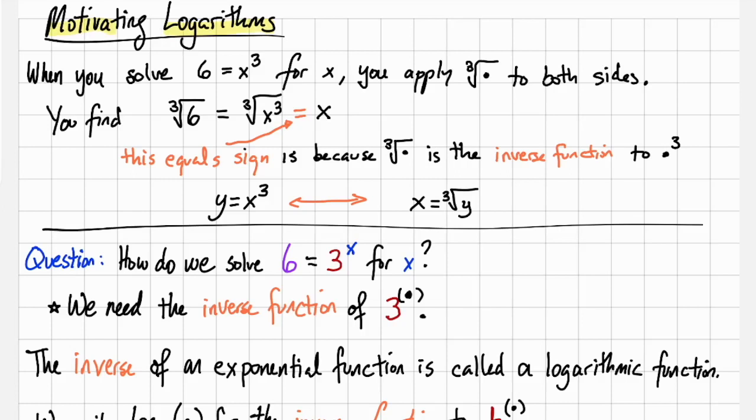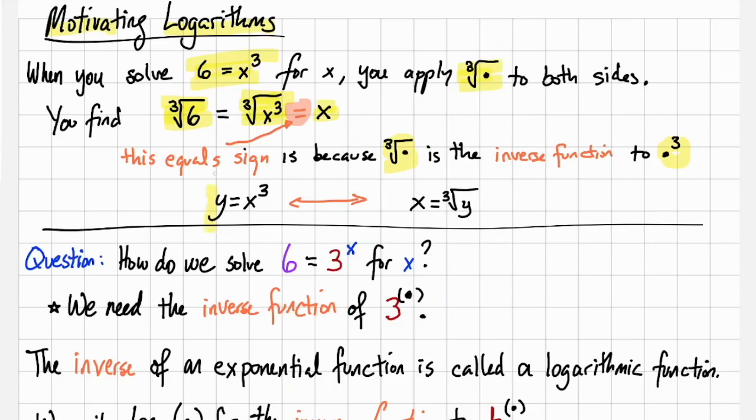Something we have a lot of practice with is solving for x. If we want to solve an equation like 6 is equal to x cubed for x, we're used to applying the cube root function to both sides. Applying the cube root to both sides gives us the cube root of 6 is equal to the cube root of x cubed, which is equal to x. The reason why we can say the cube root of x cubed is equal to x is because the cube root function is the inverse function to the cube function.